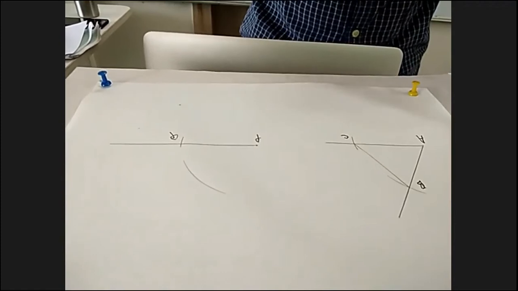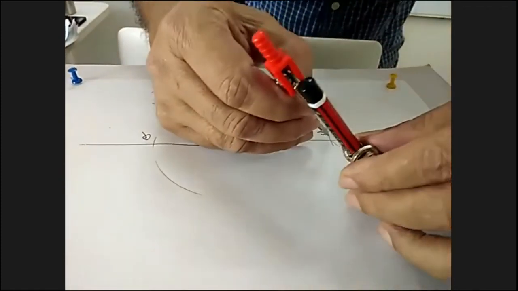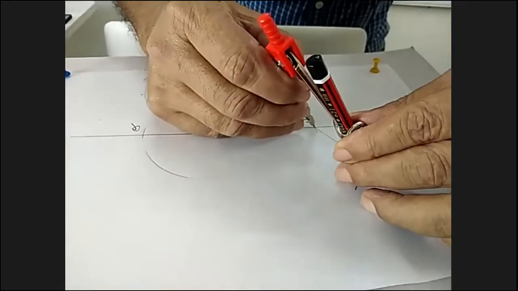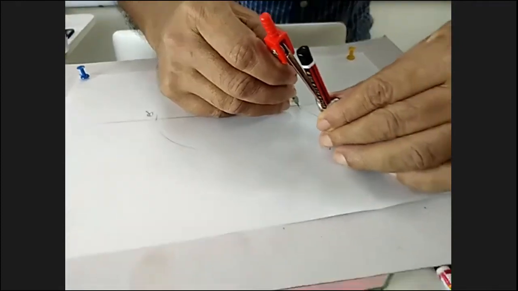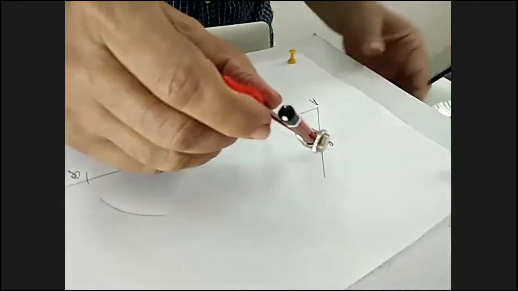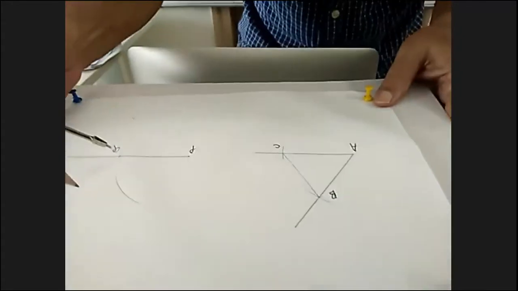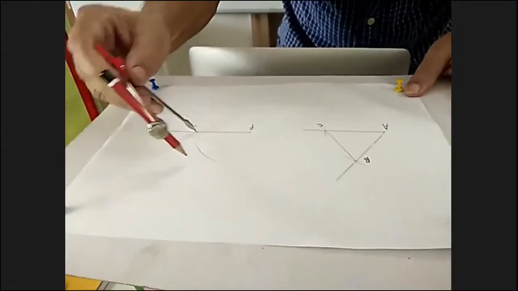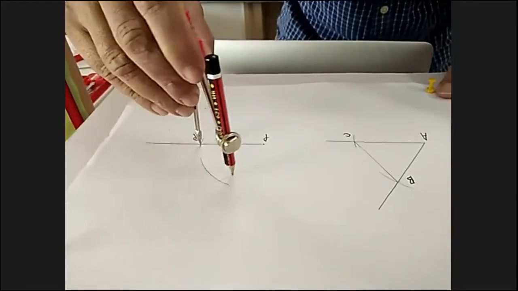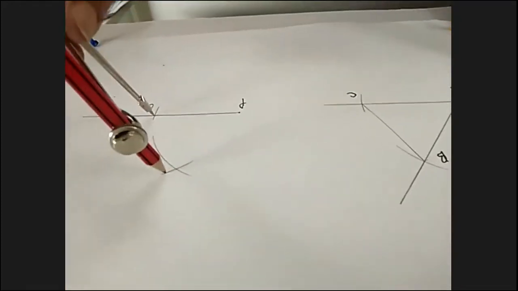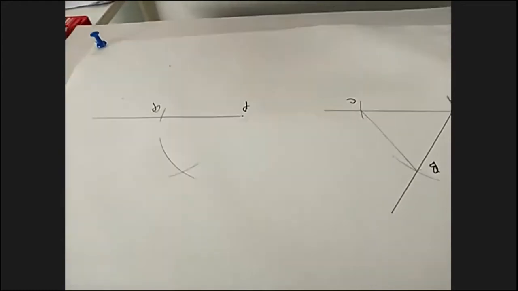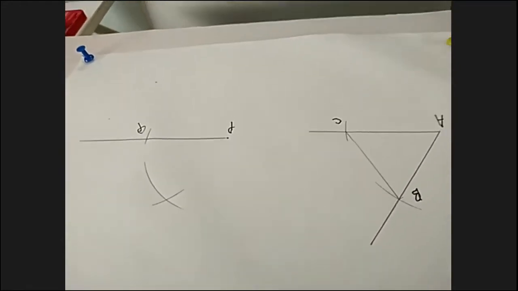And then I use the compass to get the length equal to BC. I move it here to Q, draw a circle with radius equal to BC, and I get this point here. Let me call it R.